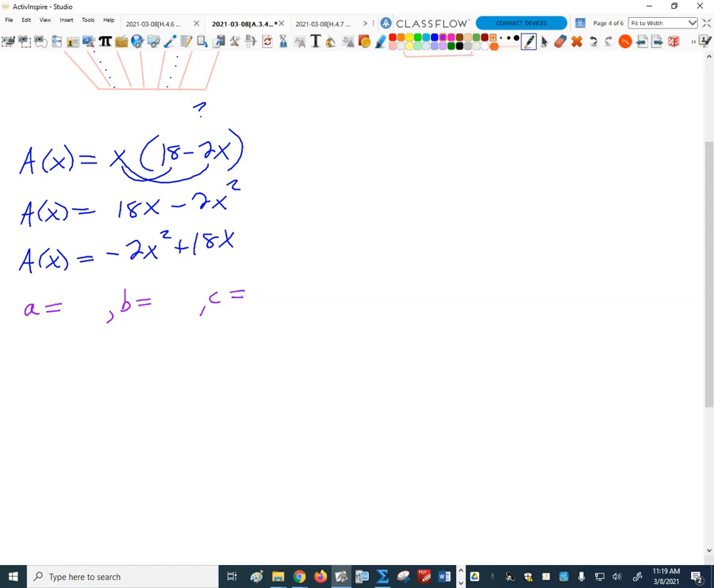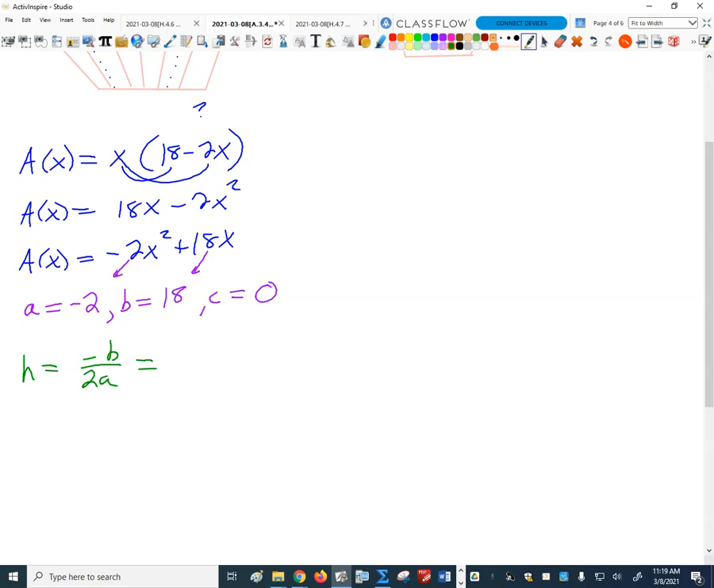Okay, good. Yeah, so we get -2 for A, that's the coefficient of x squared. We get 18 for B, that's the coefficient of x, and there is no constant, so C is equal to 0. Okay, so if I've got A, B, and C, I should be able to calculate the coordinates of the vertex pretty easily, right? We know the formula. H equals -B over 2A.